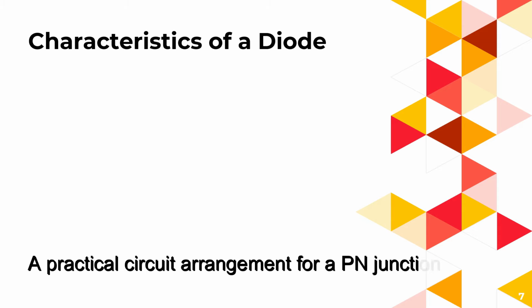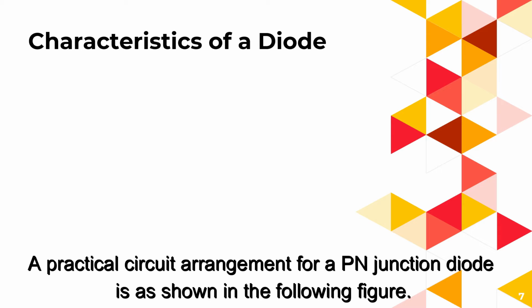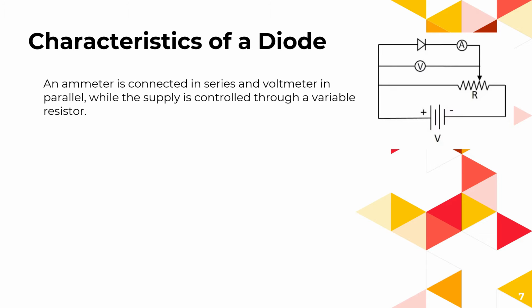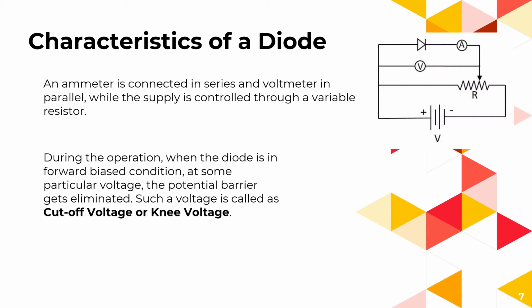A practical circuit arrangement for a p-n junction diode is as shown in the following figure. An ammeter is connected in series and voltmeter in parallel, while the supply is controlled through a variable resistor. During the operation, when the diode is in forward bias condition at some particular voltage, the potential barrier gets eliminated. Such a voltage is called the cut-in voltage or knee voltage.